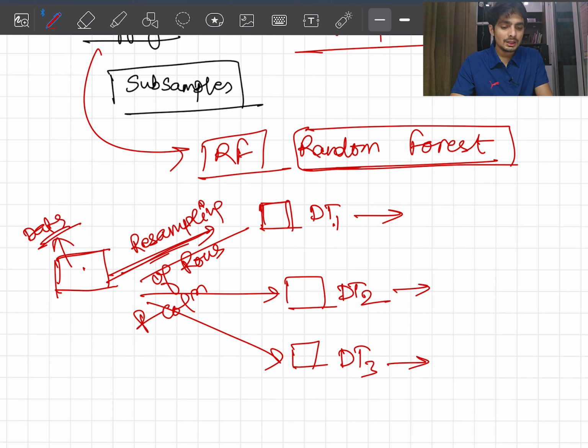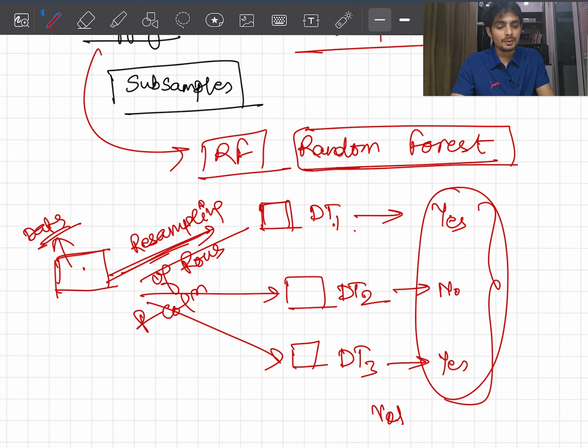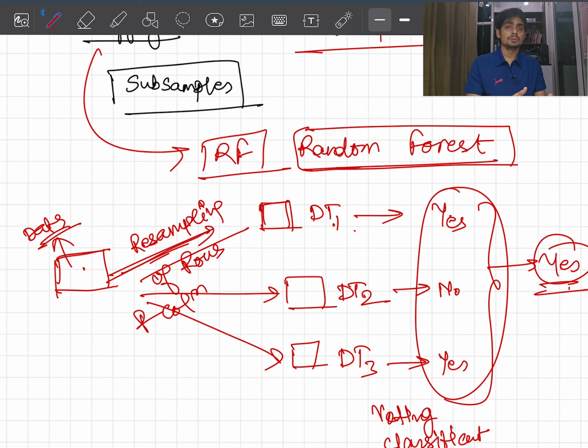Now we'll take the prediction from each decision tree. Consider the scenario where the tree is predicting whether the student will pass or fail. Suppose this tree says yes, this says no, and this says yes. At the final stage, we'll pass it to the voting classifier. In case of classification models, we'll take the majority vote, and yes would be the final output. It depends on the use case we are working with. For classification, we'll do a voting classifier. In case of regression, we'll do averaging at the end.